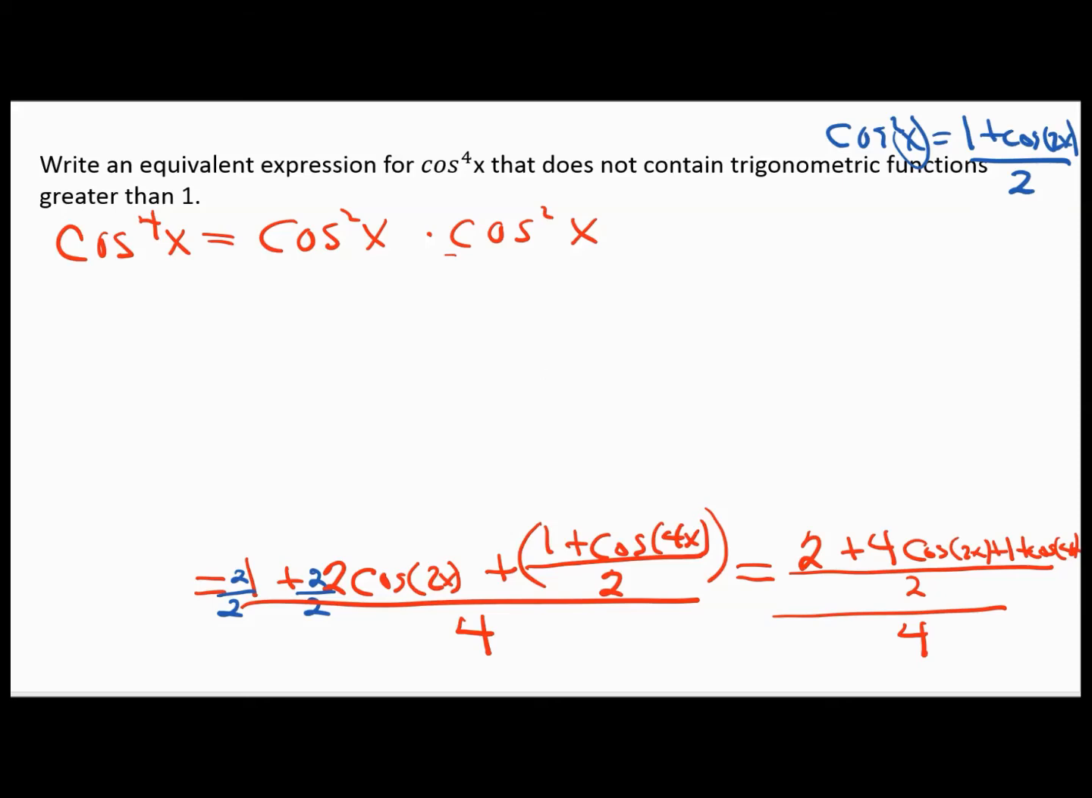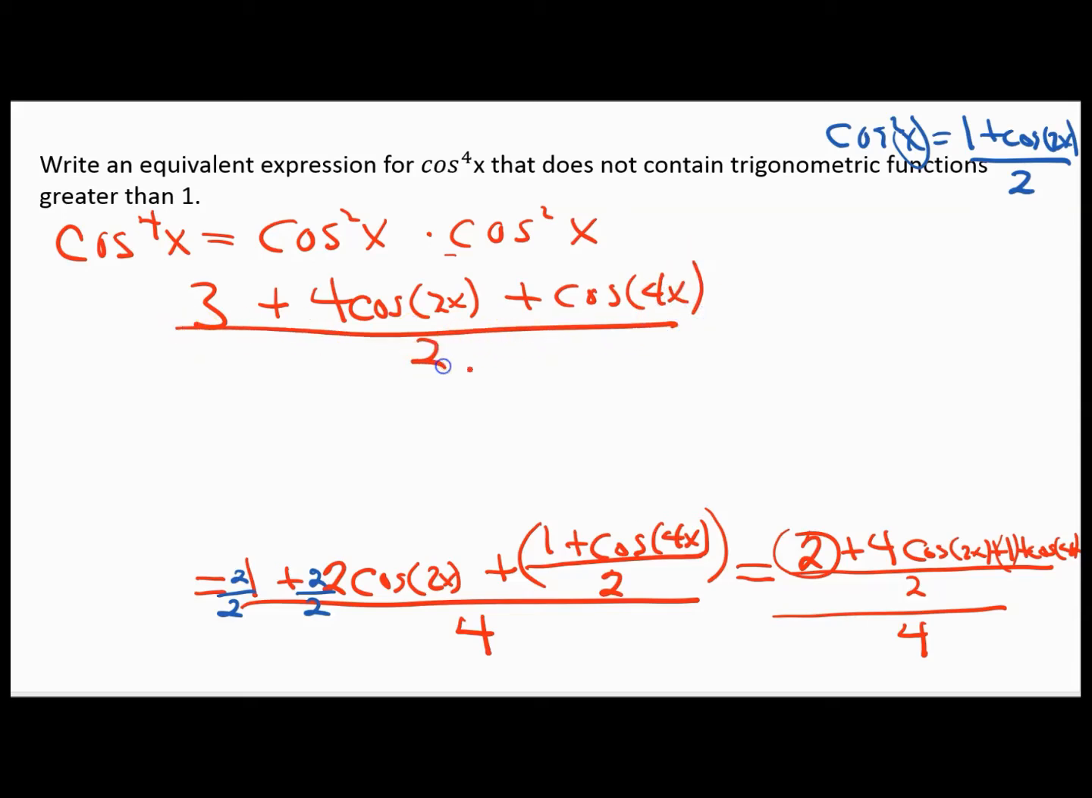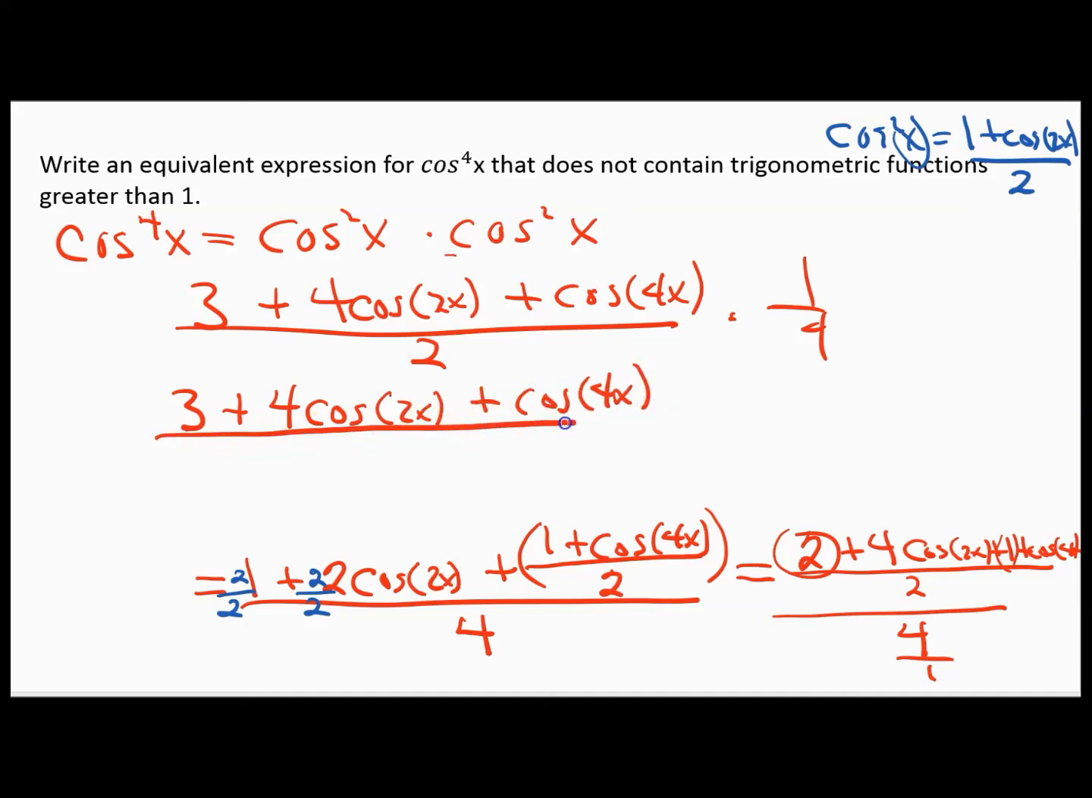We're going to continue. So I'm going to add like terms. I've got this 2, then I can add to this 1 over here. It's going to give me 3 plus, I've got a 4 cosine of 2x. Plus, I know it's so hard to see, cosine of 4x. That's over 2. And that's being divided by 4. Remember that 4 is over 1, so that's times 1/4. So my final answer, y'all, is (3 + 4cos(2x) + cos(4x)) all divided by 8.